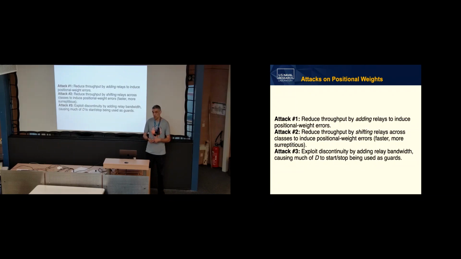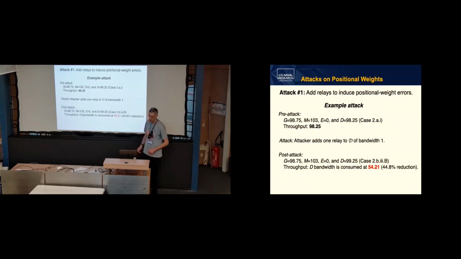If the adversary can add relays to cause it to go into the error state, if it can shift its existing relays by, let's say, removing the exit flag to cause it to go into the error state, or if it can exploit a discontinuity by adding relays to cause some class to stop being used as guard or start being used as guards. And there are reasons why an adversary might want to do that. But I'll just talk about the first attack, adding relays.